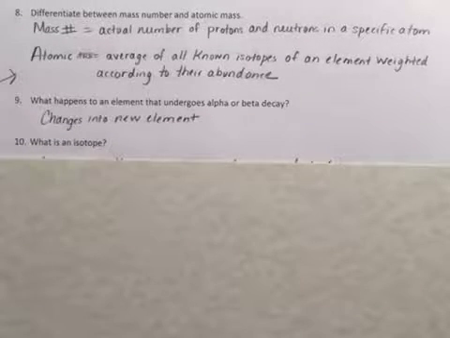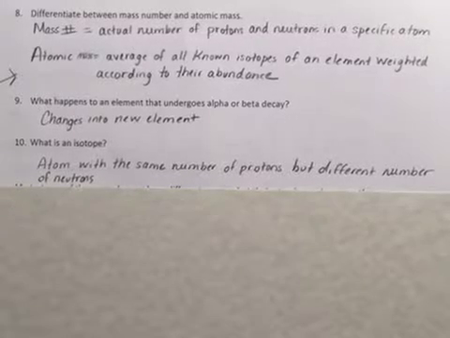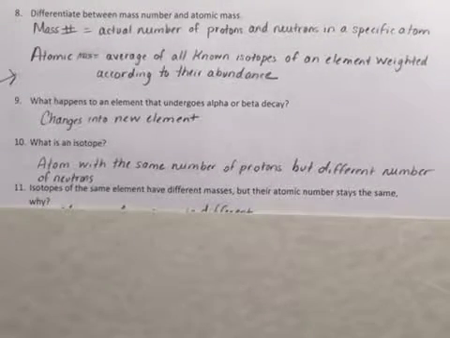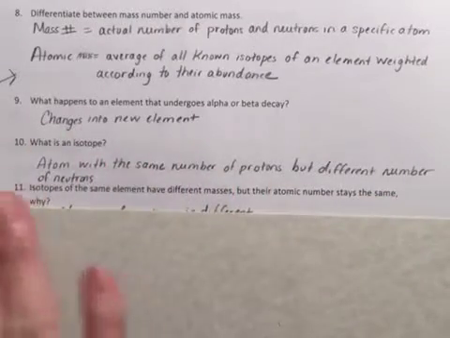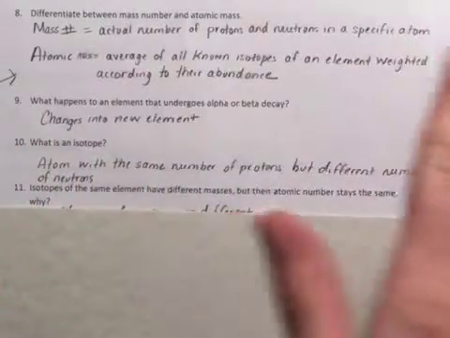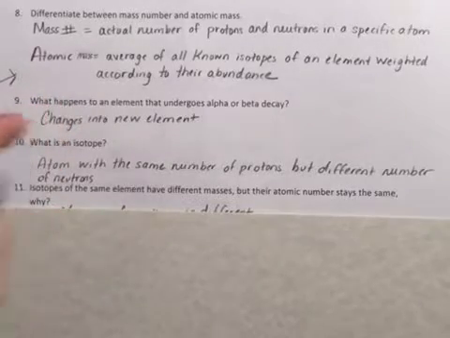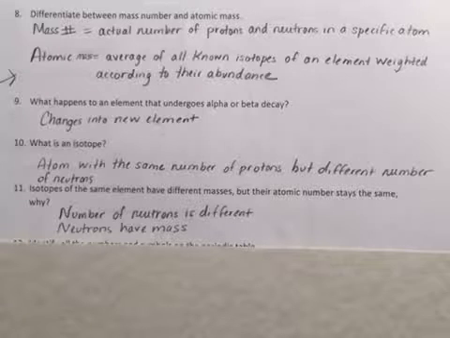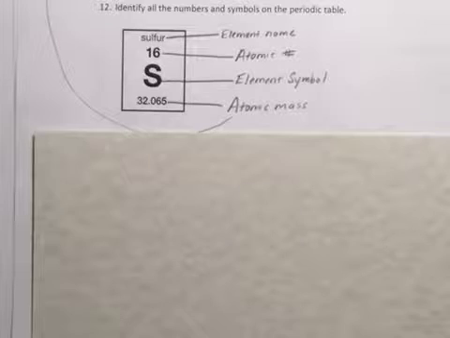Number 10, definition of an isotope. They are atoms with the same number of protons but different numbers of neutrons, which means that they're going to have different masses. If I have one atom of potassium that has 41 neutrons here, and another atom of potassium that has 40 neutrons over here, this one is going to weigh more because of that additional neutron. Neutrons have mass, so that means that the mass number is going to be different, even though the protons are the same. I think this question was pretty straightforward.